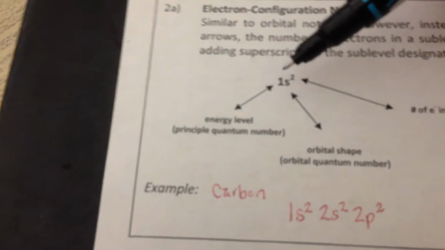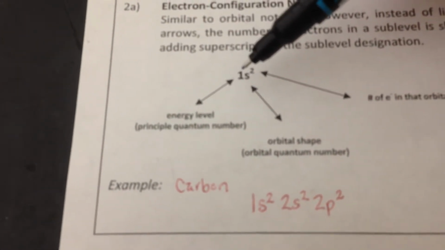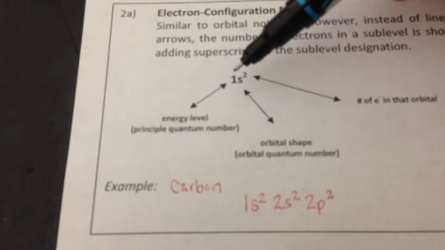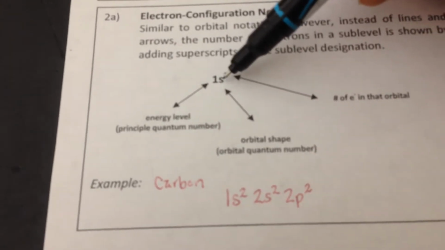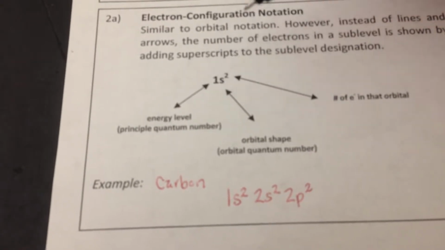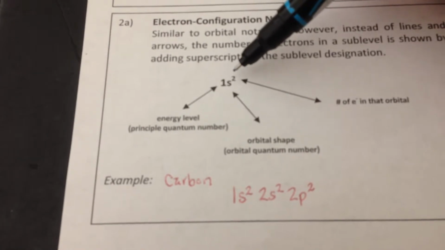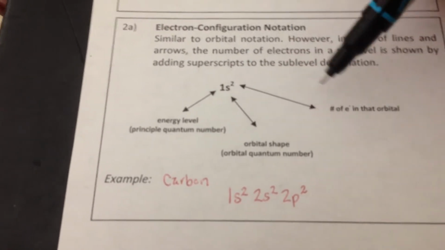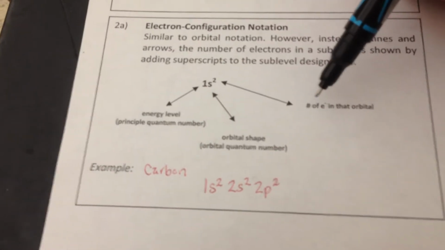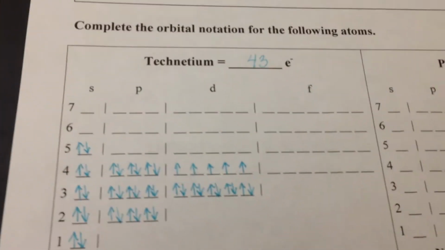Remember that we still use our quantum numbers, where this number out front, much like a coefficient, is your energy level. This is your principal quantum number. We still use the s, p, d, f to represent those orbital shapes. But instead of having to draw all the lines and arrows, we're now going to condense all that information into a simple superscript to notify how many electrons are in that particular orbital. So let's look at our example here, technetium.